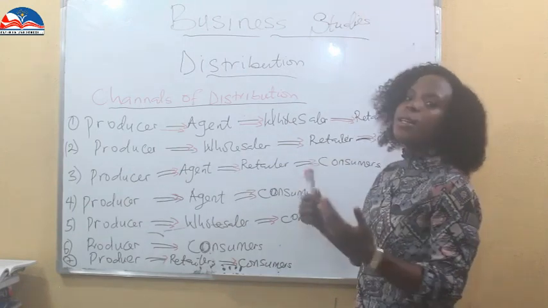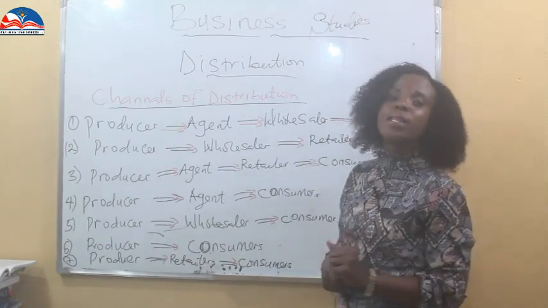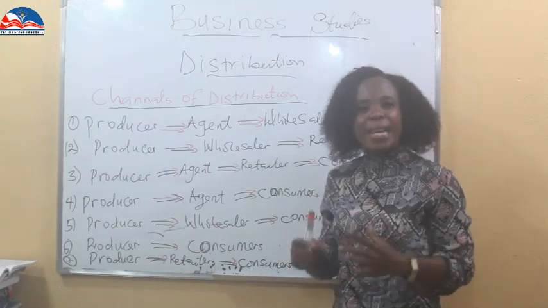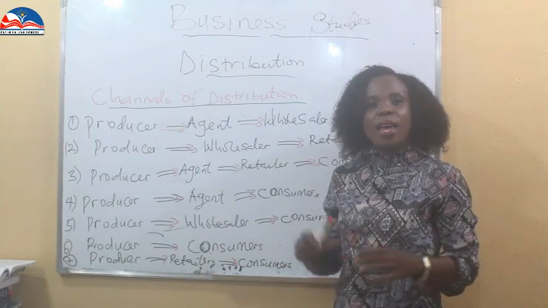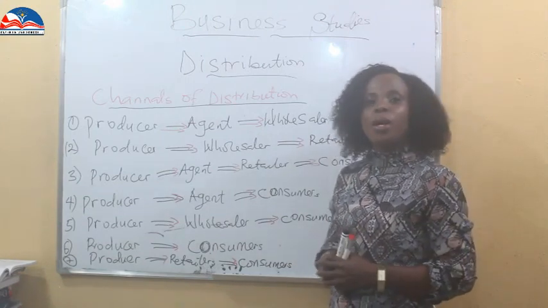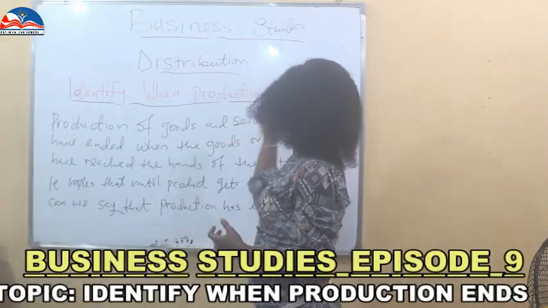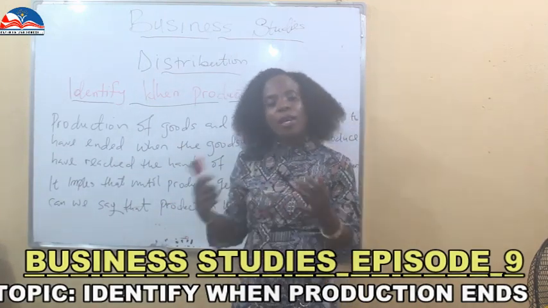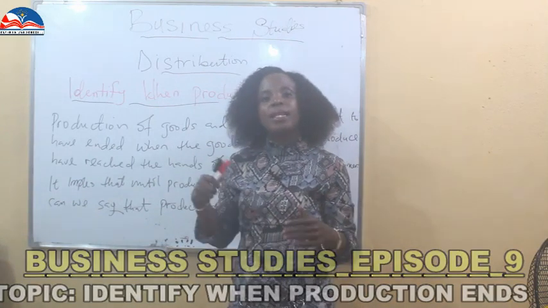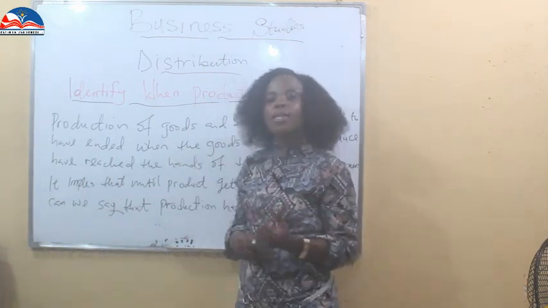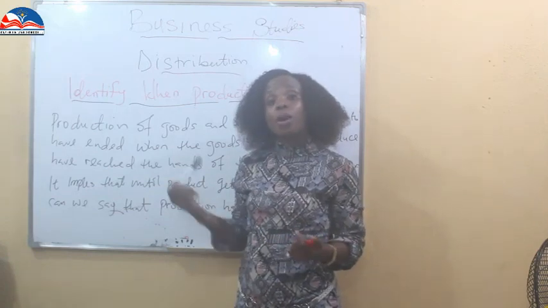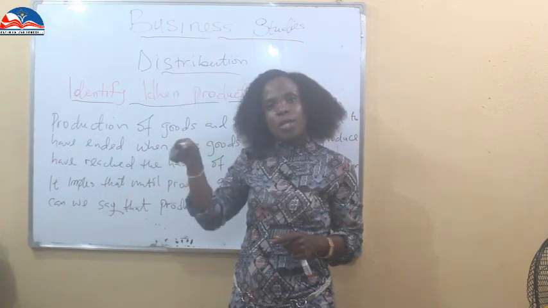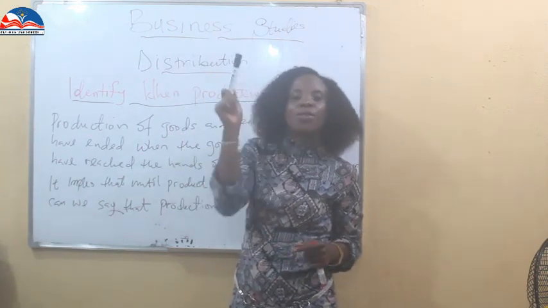Now let's see who are the end users? How does a good get to these end users? When can a good be said to have ended its chain, ended its life cycle? Let's identify when production ends. When can we say that a product gets to its end, or its life cycle has completed? Because the cycle comes from those channels: producers, agents, wholesalers, retailers, consumers.